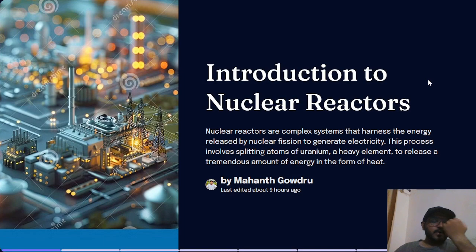So here is my topic on components of nuclear reactors. Nuclear reactors are complex systems that harness the energy released by nuclear fission to generate electricity. This process involves splitting the atom of uranium, a heavy element, to release a tremendous amount of energy in the form of heat.